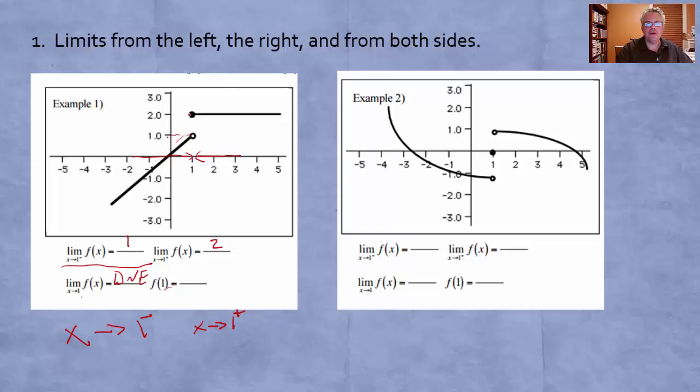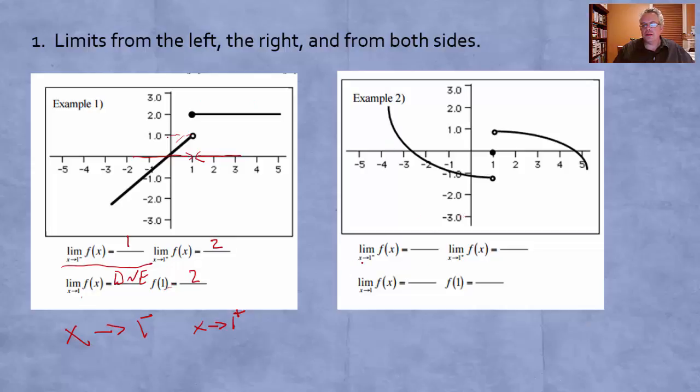f of 1 is actually asking for the value at 1. That exists. At 1, the solid dot indicates that the value of the function is 2. So the limit is about what the function approaches as x approaches a certain value. And again, it doesn't matter what the function actually is at that value. It's what it's approaching. All right, let's try this example here.